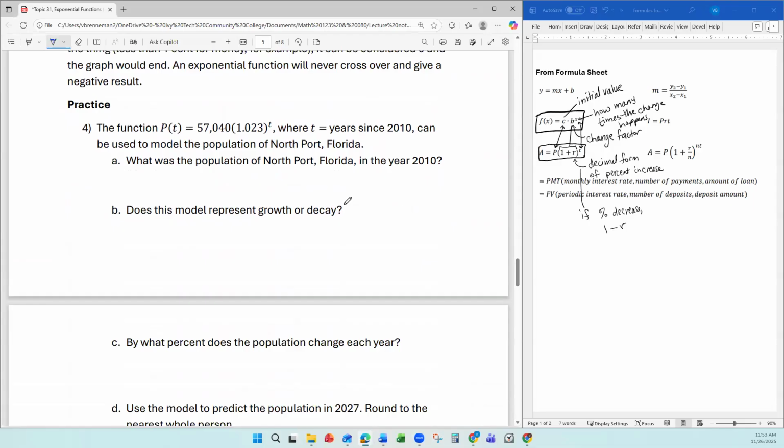T equals years since 2010. The whole function can be used to model the population of Northport, Florida. So what was the population of Northport, Florida in the year 2010? T is years since 2010. In the year 2010 would be t equals 0, or in other words, that would be at the start, meaning we are looking for the initial value. It's the 57,040, no calculation needed.